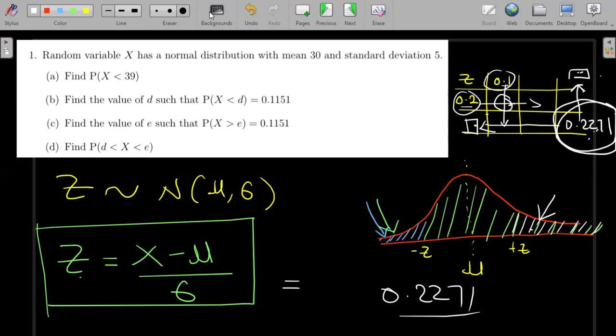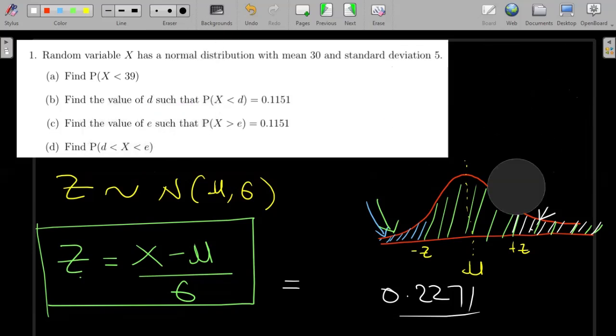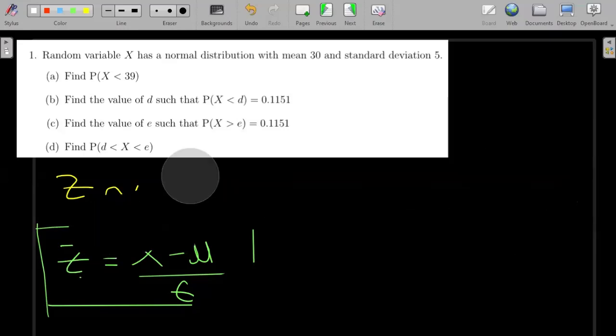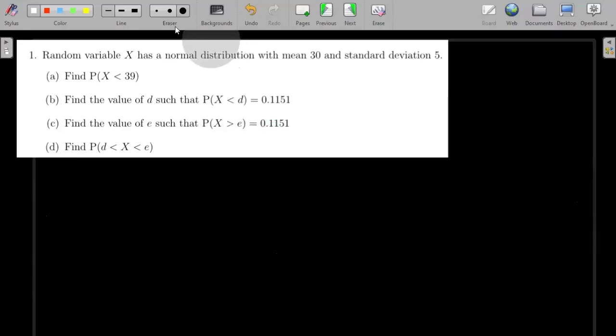Okay, so let's try to solve this question here so that we can deepen our understanding. Here they're saying the random variable x has a normal distribution with mean 30, so the mean there is 30, and standard deviation 5, so the standard deviation there is 5. So A, find the probability that this x is less than 39. The first thing that we have to do is standardize the random variable x that we've been given there.